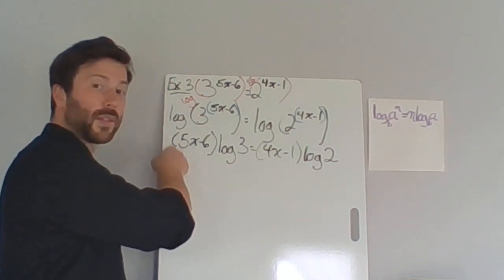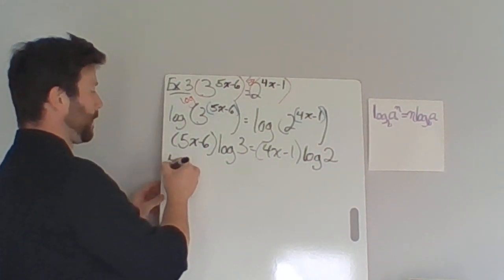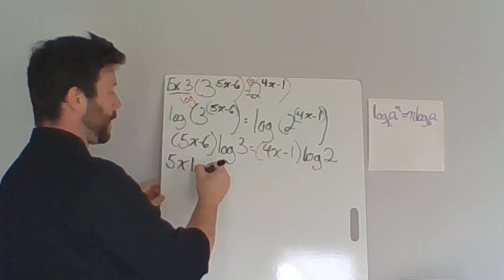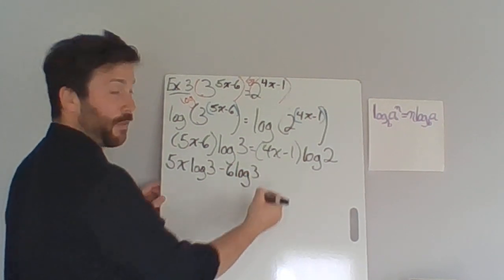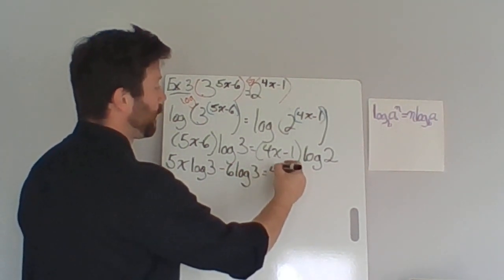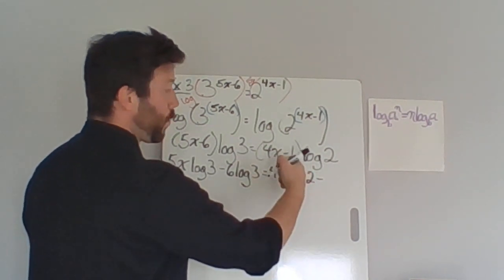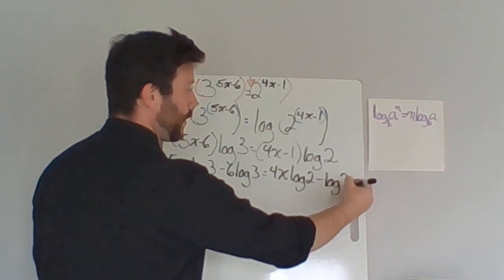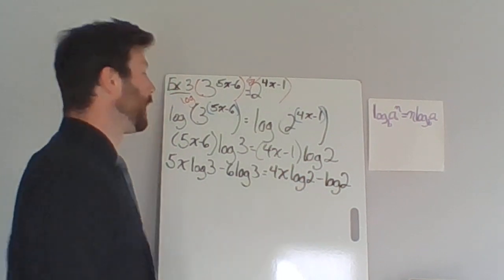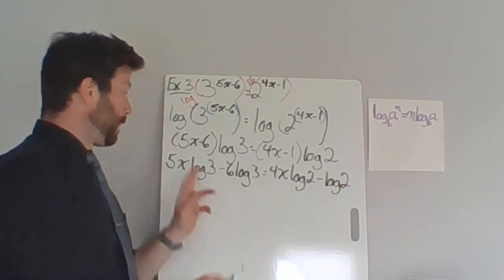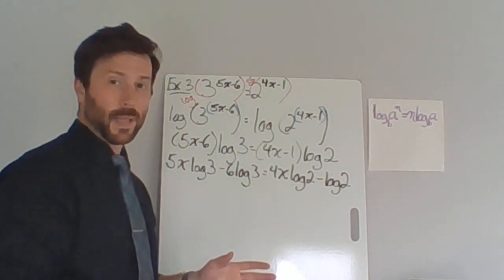Now, if you had a number outside a set of parentheses, you know that you would distribute. So I've got 5x times the log of 3 minus 6 times the log of 3 equals 4x times the log of 2 minus 1 times the log of 2. And just like we said on the last example, anything times 1 is itself. Now, one more time, a logarithm, this log of 3 and these logs of 2, those are just numbers. So treat them like numbers.